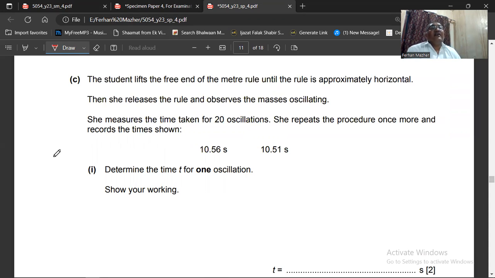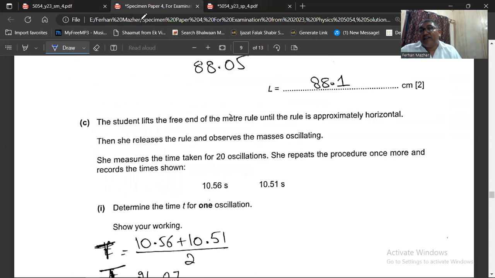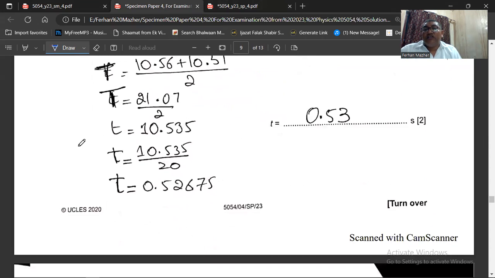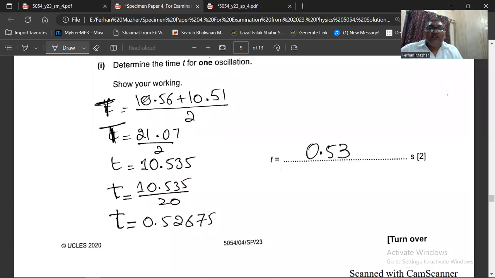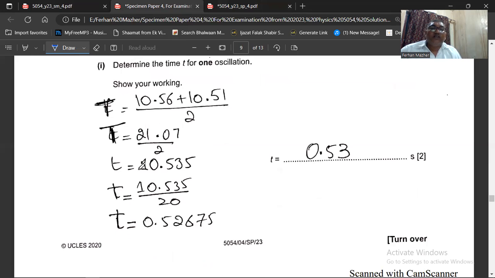Then she noted that it takes 10.51 seconds. Then the question is, determine the time small t for one oscillation. Show your working. So the method is, first of all, find the average time taken for 20 oscillations, then divide that average time by 20, and you get the time. So add these two times together and divide by 2. So you get the average time taken for 20 oscillations.